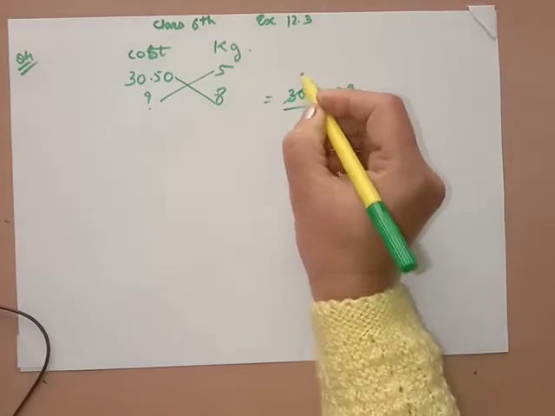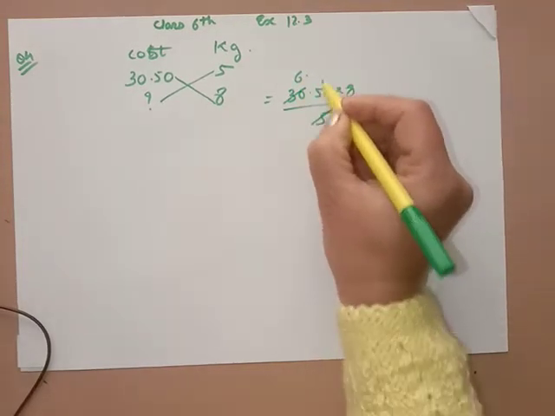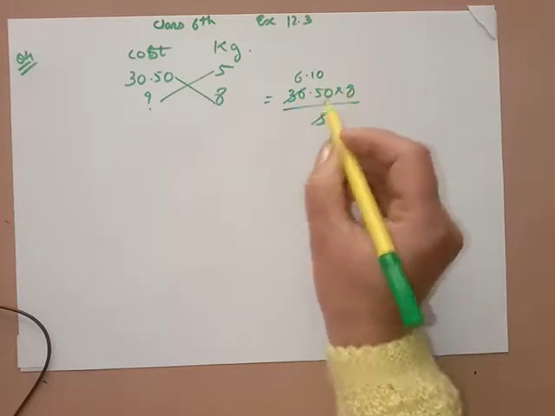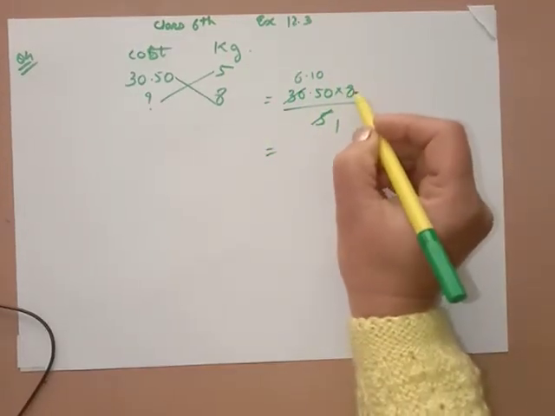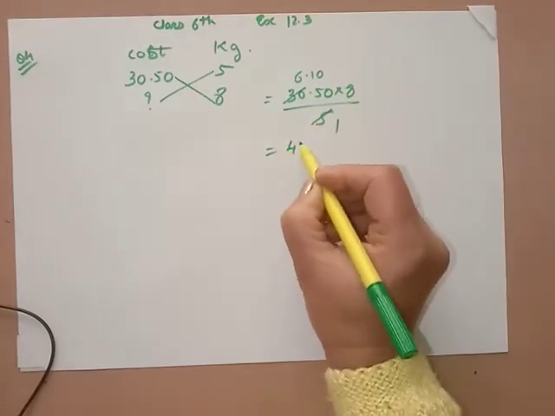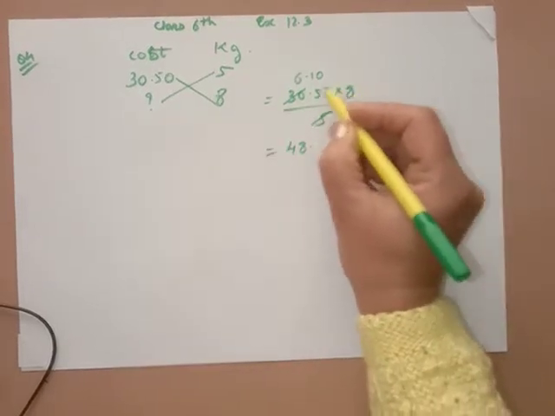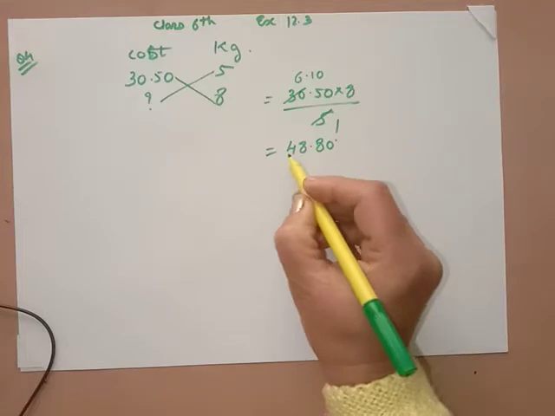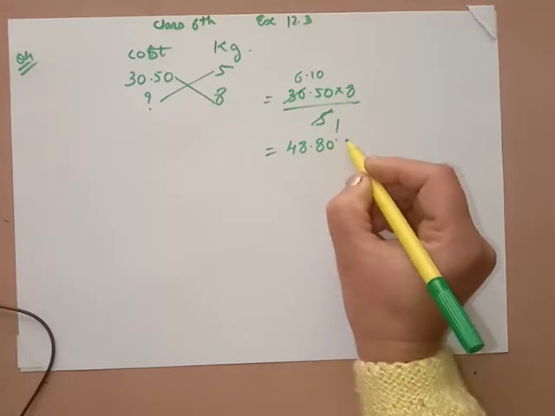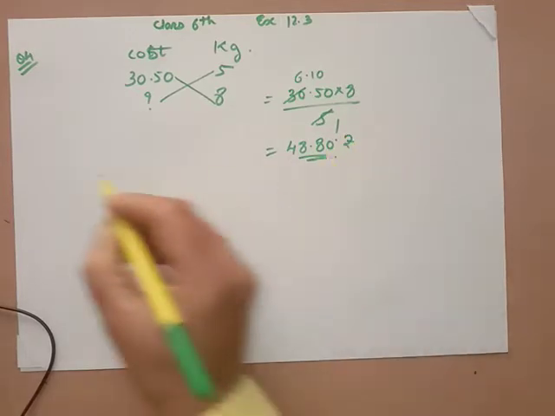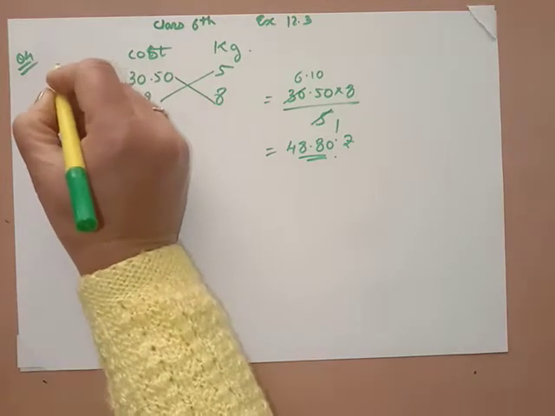5 ones are 5, 6 are 0, 5 tens are 5. If you multiply this, 8 sixes are 48 point, 8 ones are 8 point, it will come 48.80 rupees. Okay, we'll write this is our A part.